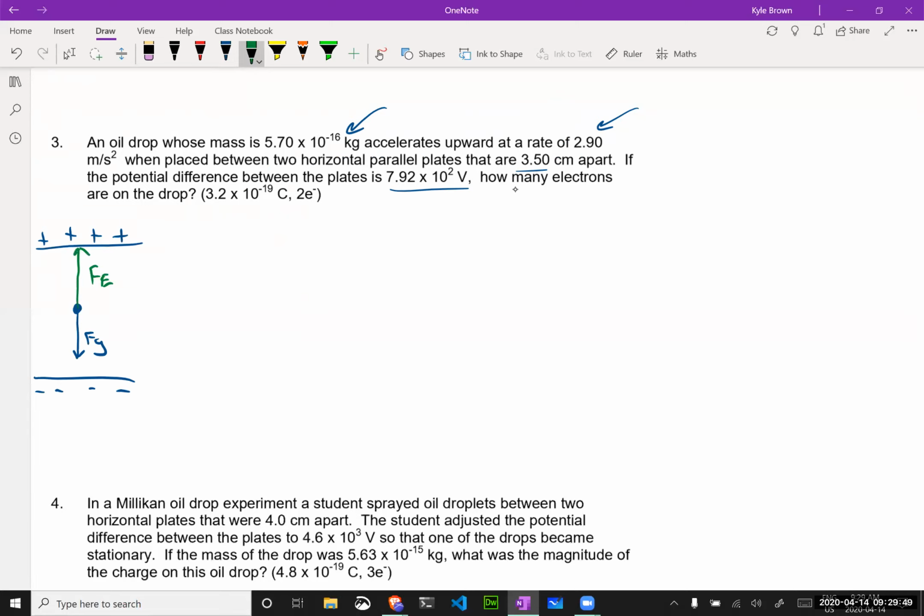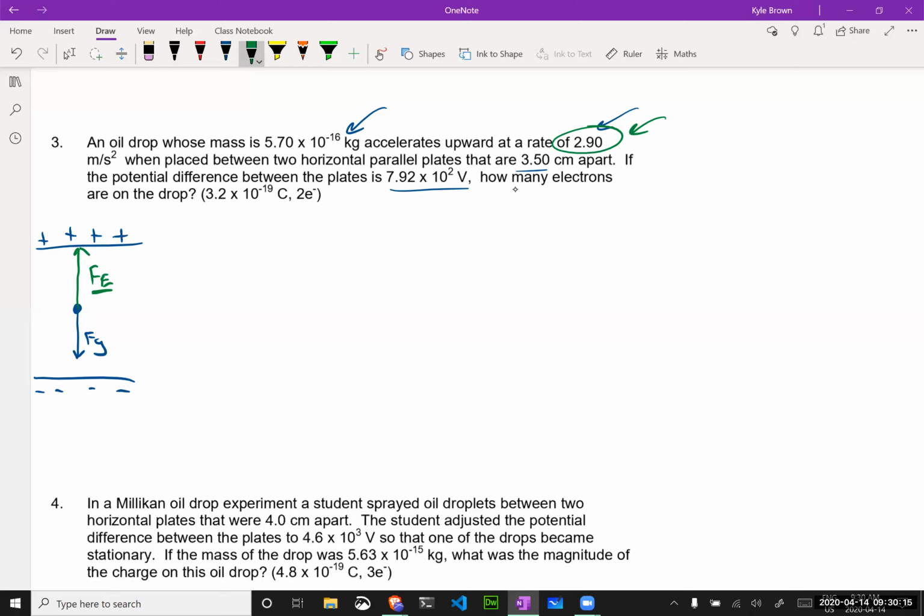I meant to, not that much longer. But I made it a little bit longer. And the reason why I made it a little bit longer is because it says that this oil droplet is accelerating upward at 2.9 meters per second squared. So that must mean that there is a net force on this thing, right? It must mean that the electric force is winning. It's winning by a little bit. There's some leftover force there that's causing that acceleration upward.